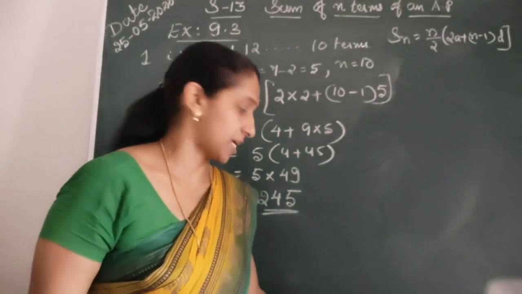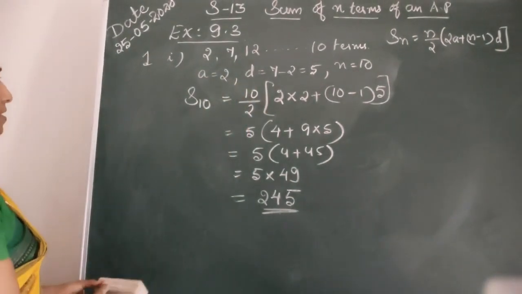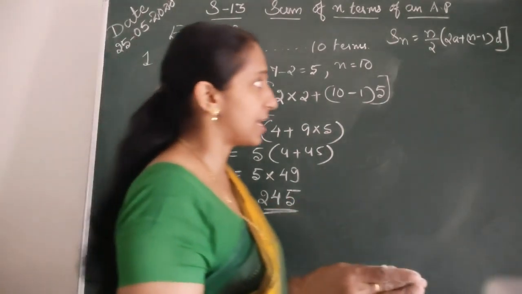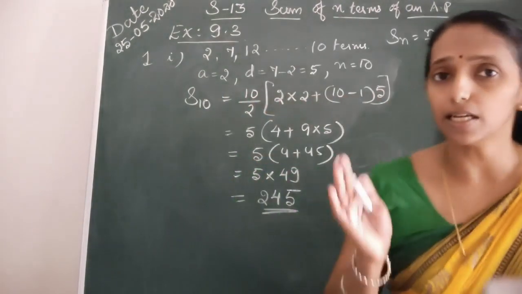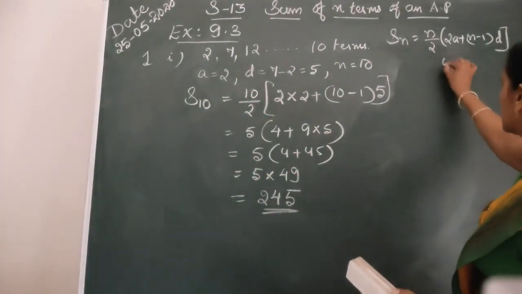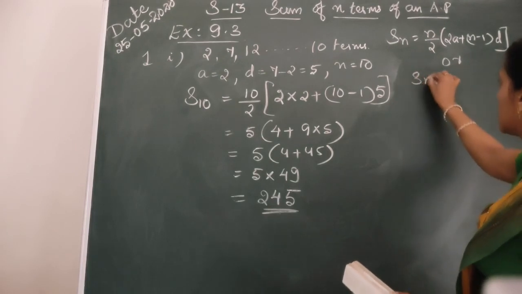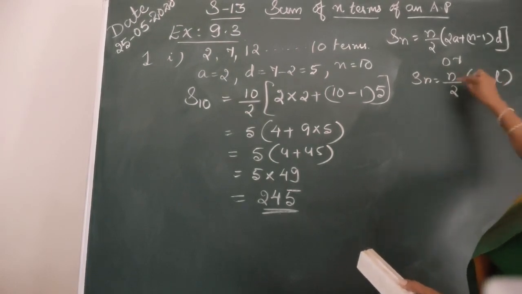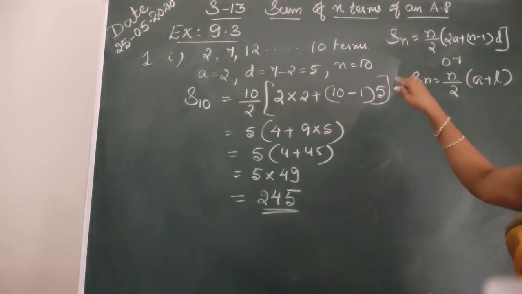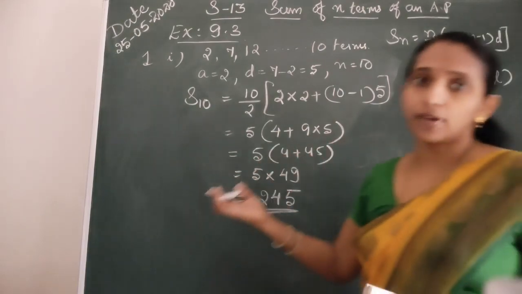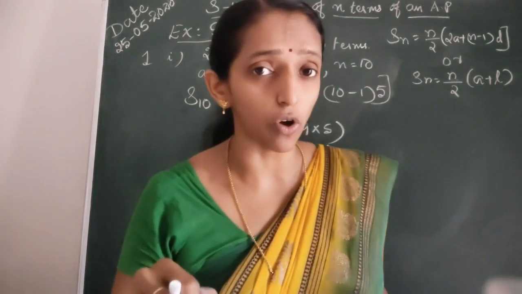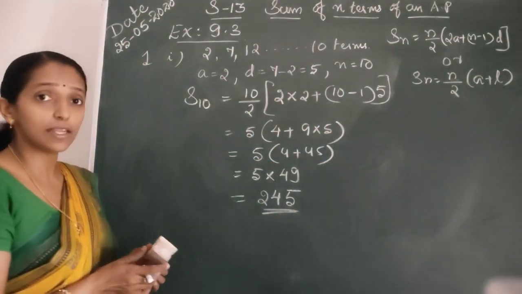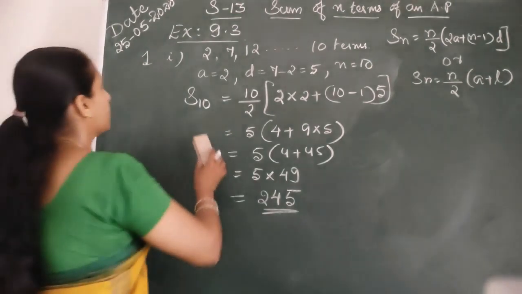Then question number 2, second part. There you can see, students, if you are having the last term, even then we need the n value, because with the last term given our formula is Sn equal to n by 2 into a plus l. In both cases we need the n value. If you are not having the n value, we can't do anything. So if n is not given, first of all you have to calculate n. Then only we can find the sum of n terms.